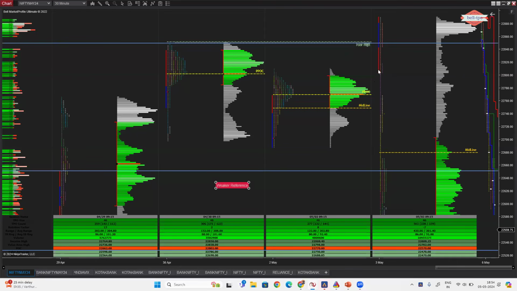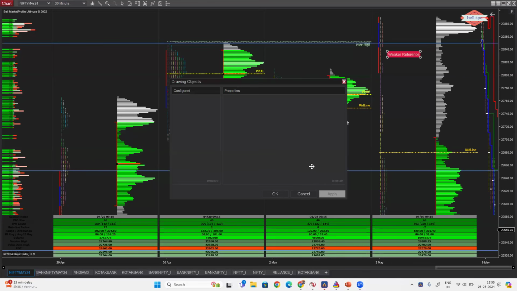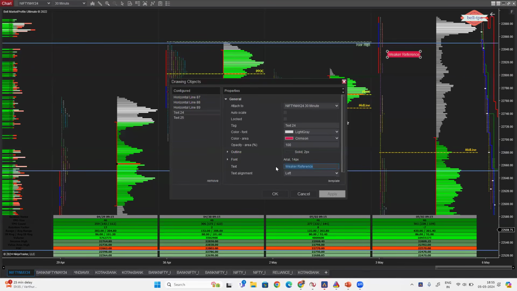So the change in confidence here at the B period makes an opportunity to trade towards yesterday's point of control, and not only that, towards the weaker references also. There's a change in confidence.